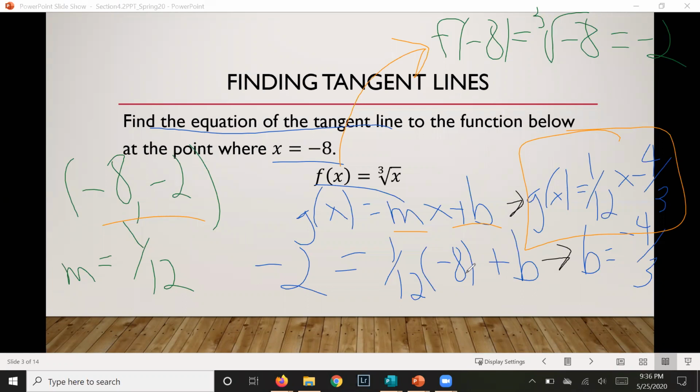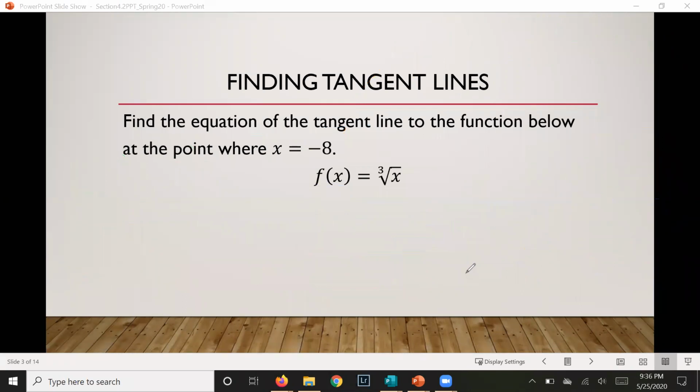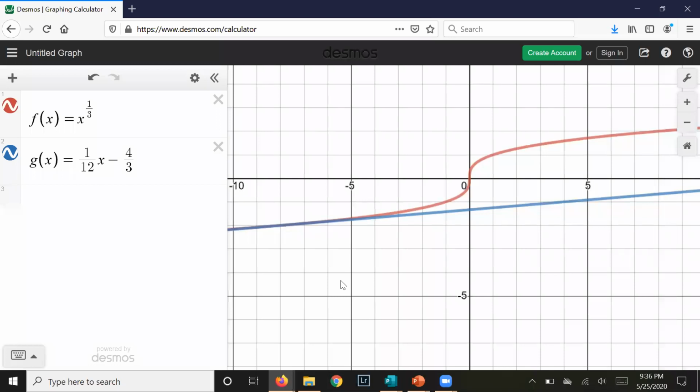Now you're thinking, great, Cody, this is wonderful. Thanks for this review, but we already knew this. Why are you bringing this up? Well, I want us to look at the graph of the function along with the graph of the tangent line. And I've got that here on Desmos.